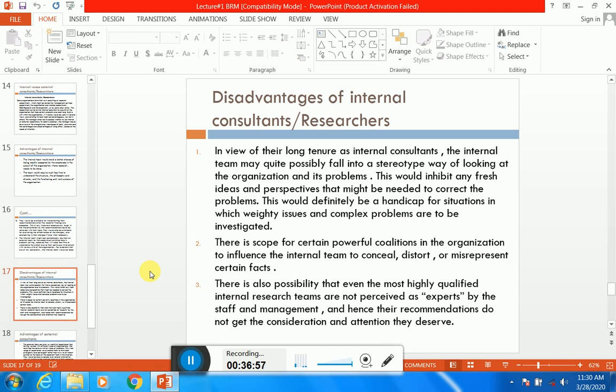Then we also have some disadvantages of internal consultants. What are these? In view of their long tenure as internal consultants, the internal team may quite possibly fall into a stereotype. Here is the word stereotype. Yes, stereotype: a way of looking at the organization and its problems.